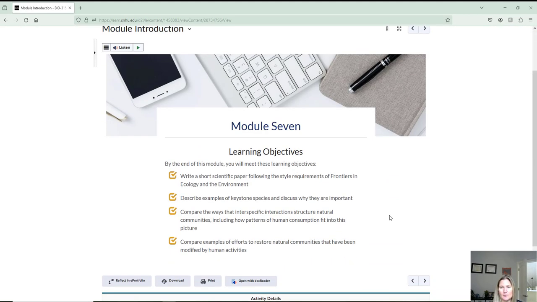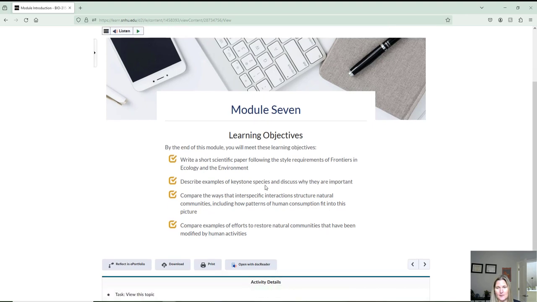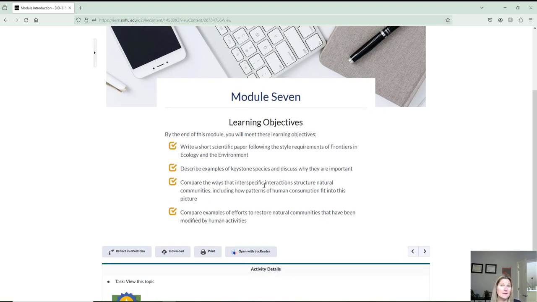So by the end of this week, you will hopefully be submitting your final project, 400-point project, and that will complete that learning objective of writing a scientific paper. You should be able to describe examples of keystone species and discuss why they are important. So there'll be some examples given in the textbook as well as in the reading material this week. Compare the ways that interspecific interactions structure natural communities.